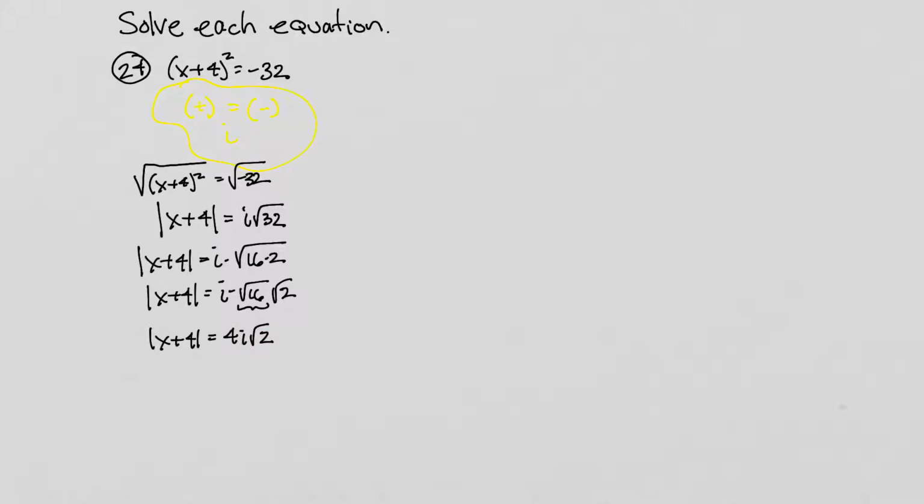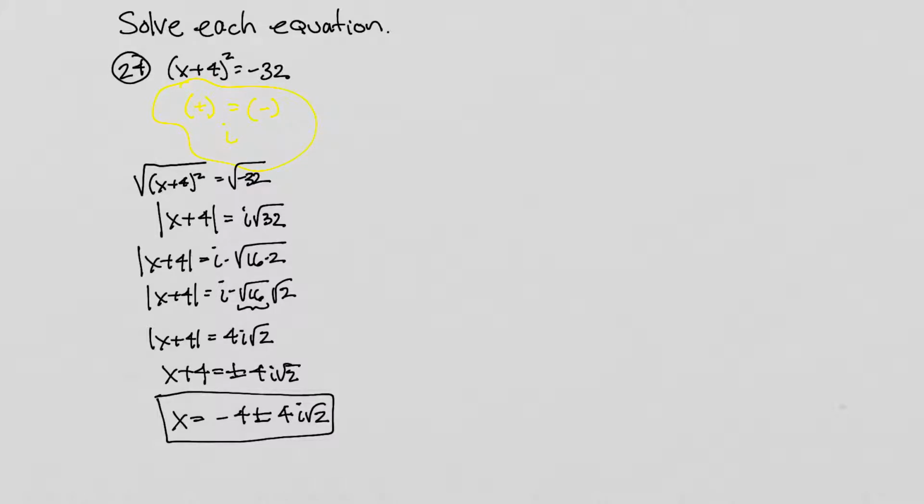Now, let's take absolute value. So when you remove the absolute value sign, this is when you get plus or minus. So we'll get plus or minus 4i square root of 2. And one more step, let's subtract this 4. So that will give us x equals negative 4. Let me write that so it's readable. Negative 4 plus or minus 4i square root of 2.